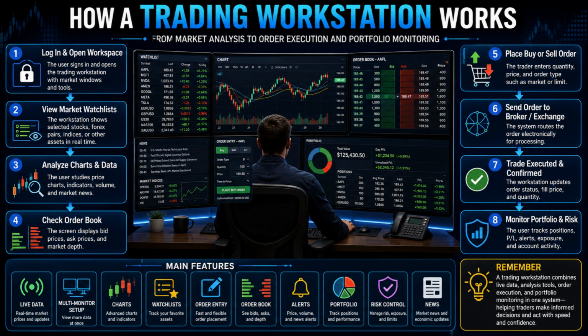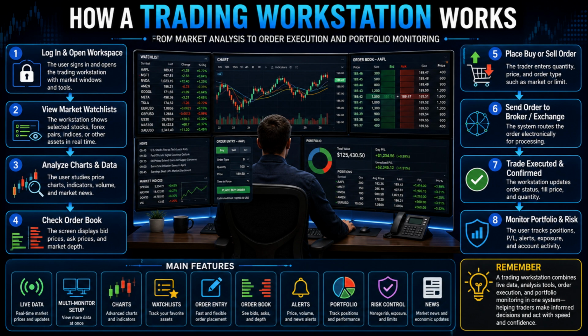Once the analysis is complete, the trader places a buy or sell order. At this stage, the user enters the quantity, price, and order type, such as a market order for immediate execution or a limit order for a specific price. The workstation makes this process fast and organized.